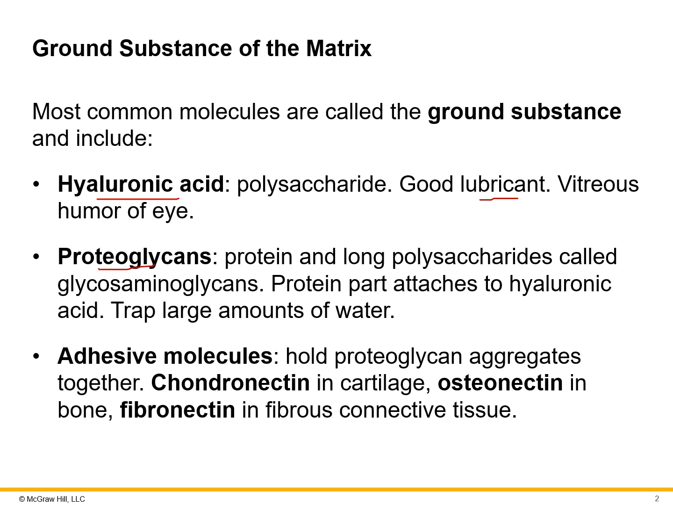Proteoglycans is another common one. So these, as the name implies, are proteins as well as glycans. So the glycans, think about carbohydrates. So it's proteins and polysaccharides that come together to make up glycosaminoglycans. And these proteins attach to hyaluronic acid, and what that does is it traps in a lot of water. And then we also have some various adhesive molecules, again, connective tissue connecting to each other, and this is going to hold those proteoglycan aggregates together. So some examples of these: chondronectin in cartilage, osteonectin in bone, and fibronectin in fibrous tissue.